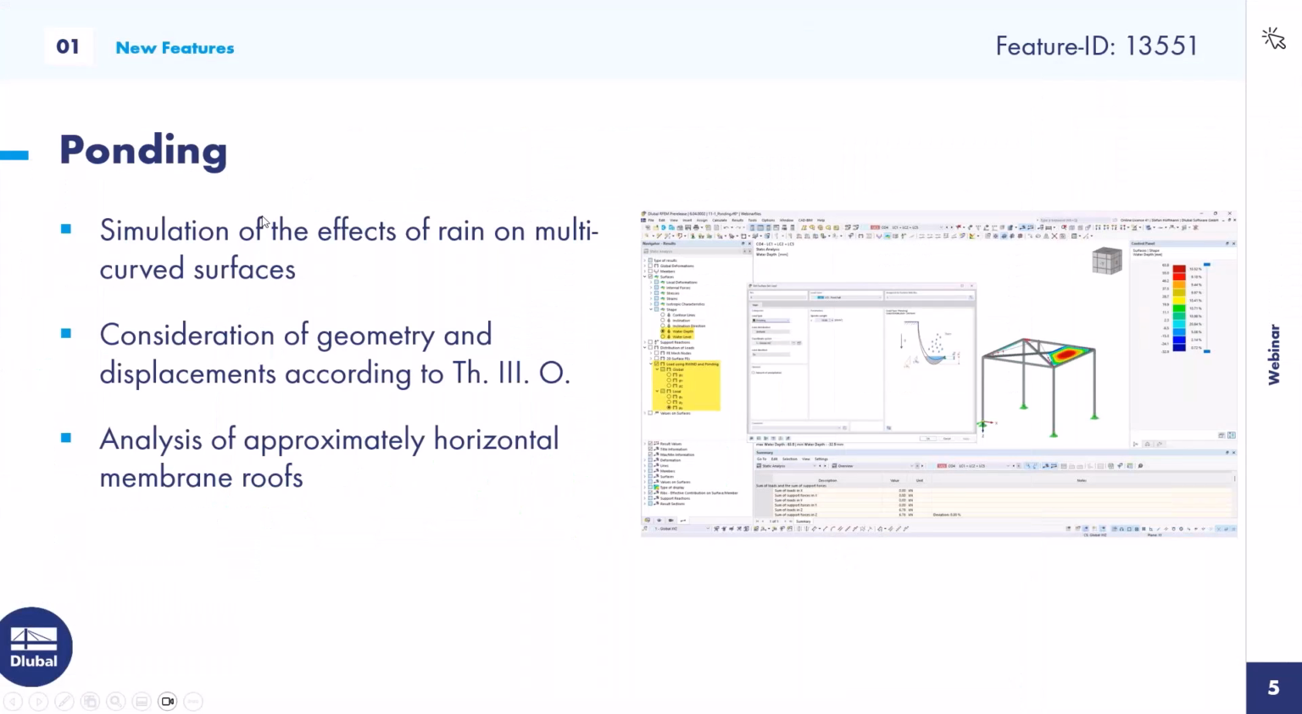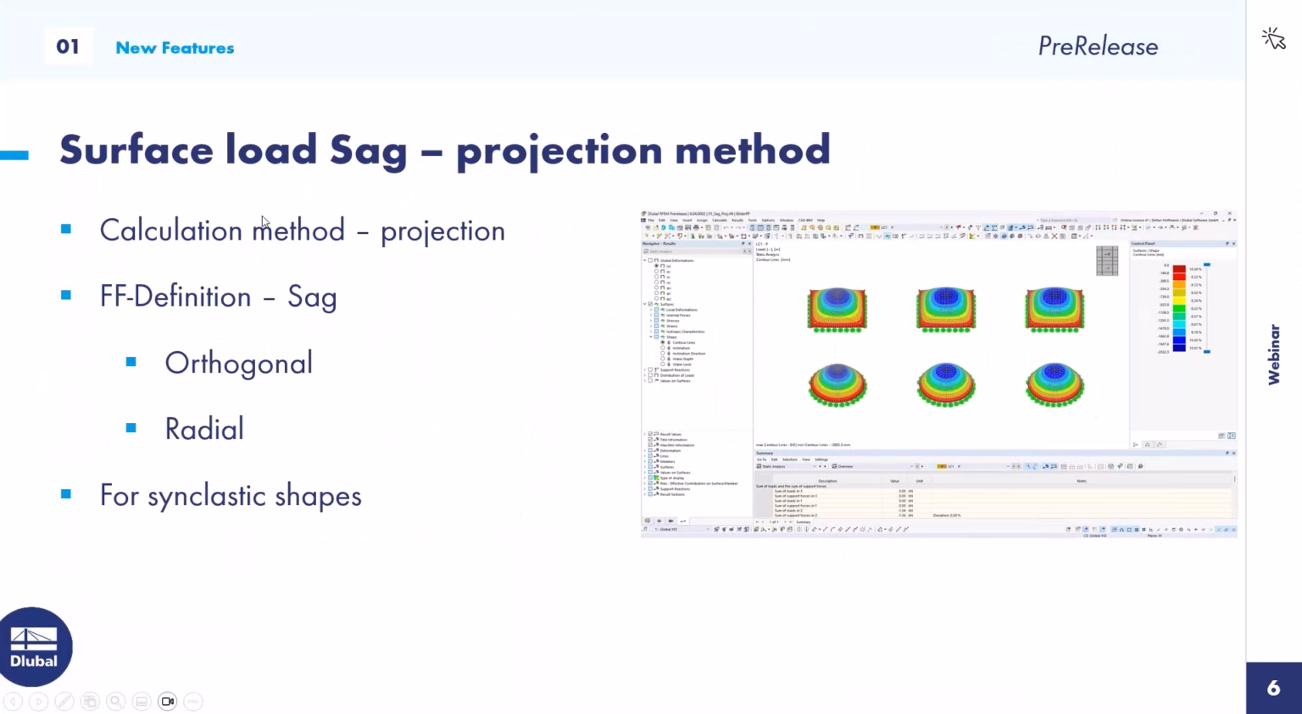Okay, so this is the ponding feature. I step to the next feature, which is yet only available in the pre-release mode. So it's for our internal testing, but pre-release means that it's going to be published soon in a Grandmaster. You can then check for it, of course, in the extranet. It's the surface load SAG from the load calculation method projection.